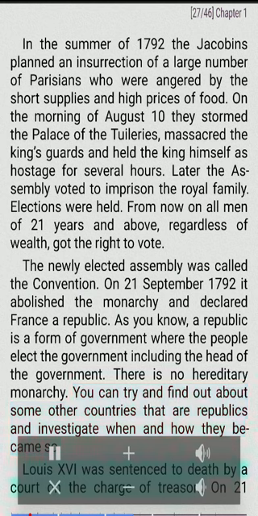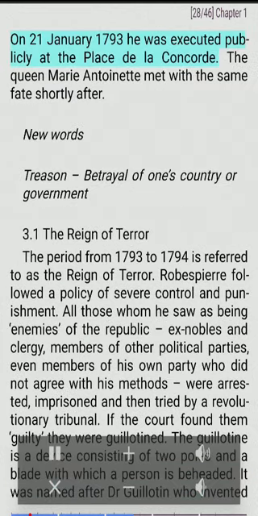You can try and find out about some other countries that are republics and investigate when and how they became so.